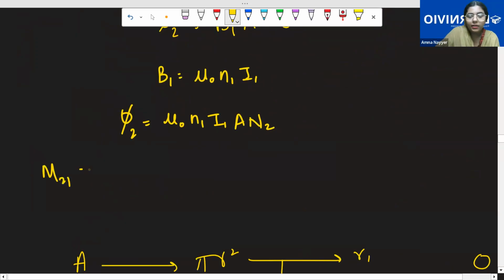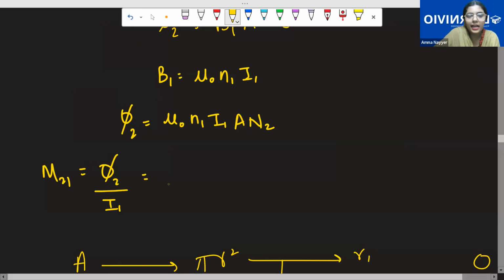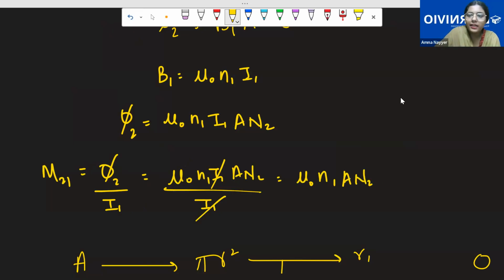So M21 will be equal to the flux of the second coil over the current of the first coil, because that is influencing your magnetic field. So flux 2 can be written as mu naught N1 I1 A N2 divided by I1. I1 gets cancelled. So you get mu naught N1 A into N2. Now, what is N2 equal to? It is equal to small n2 into L. Now, see what you are getting for M21. You're still getting this as mu naught.